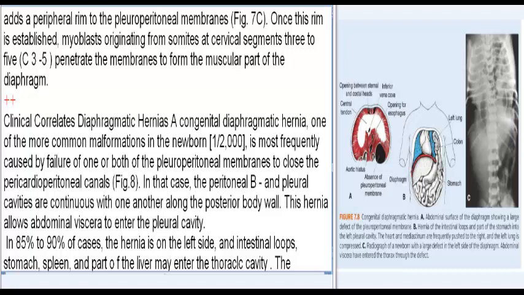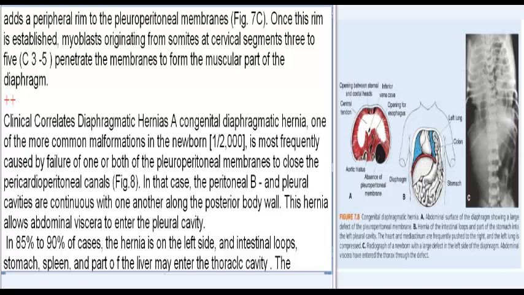Clinical correlates. Diaphragmatic hernia, or congenital diaphragmatic hernia, one of the more common malformations in the newborn, 1/2,000, is most frequently caused by failure of one or both of the pleuroperitoneal membranes to close the pericardioperitoneal canals, Fig. 5.8. In that case, the peritoneal and pleural cavities are continuous with one another along the posterior body wall. This hernia allows abdominal viscera to enter the pleural cavity.